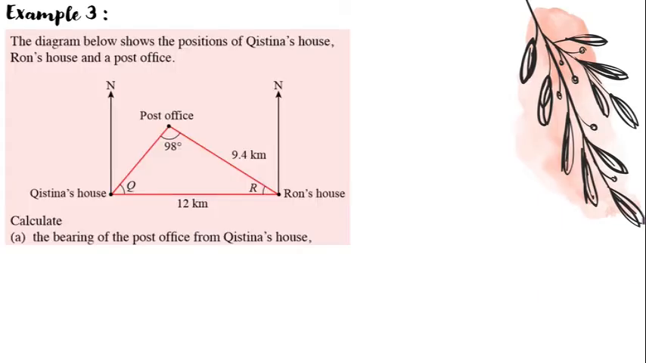Okay, let's move to example 3. The diagram below shows the position of Christina House, Ron House, and a post office. For question A, calculate the bearing of the post office from Christina House.